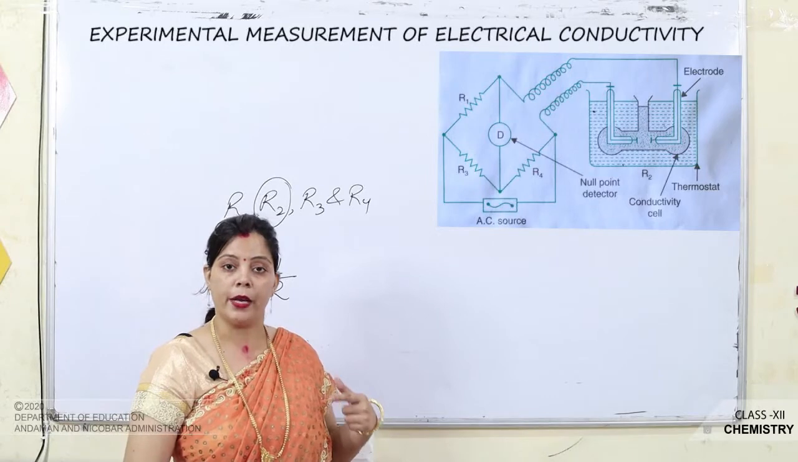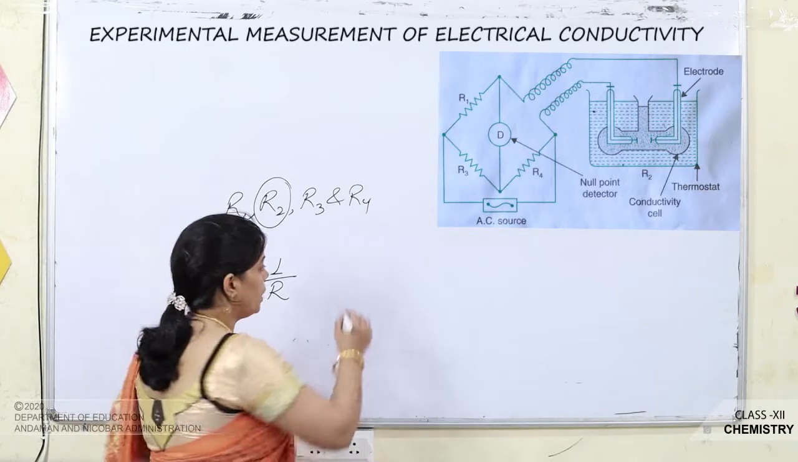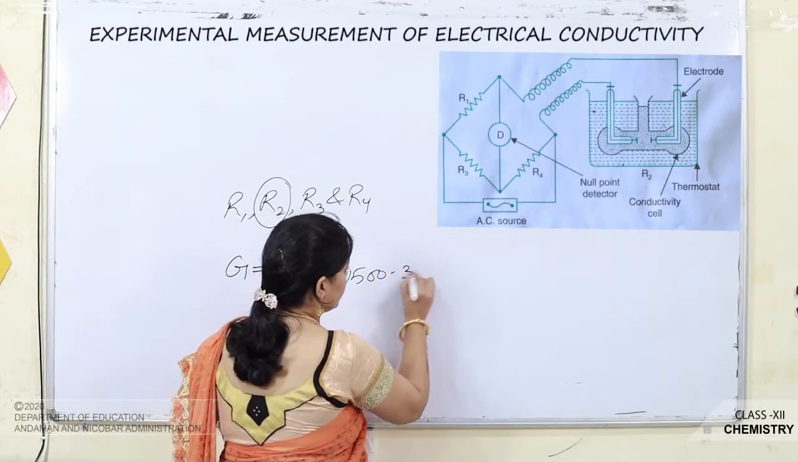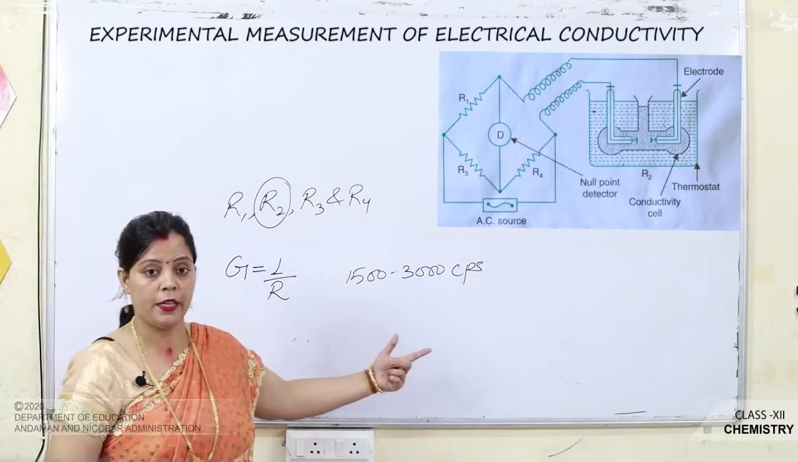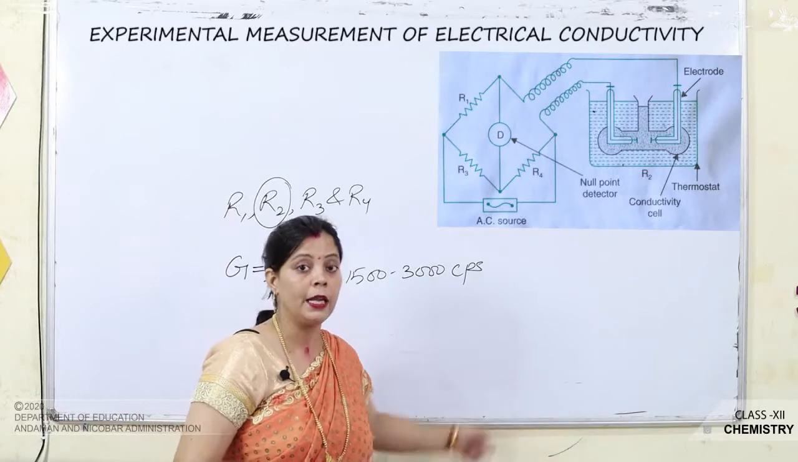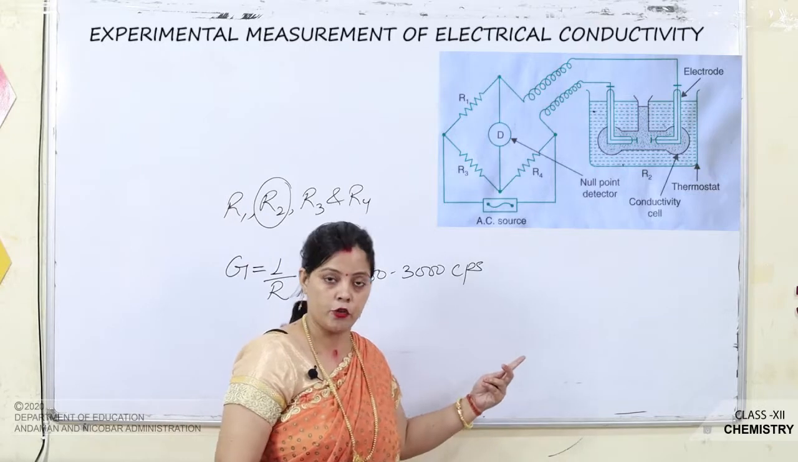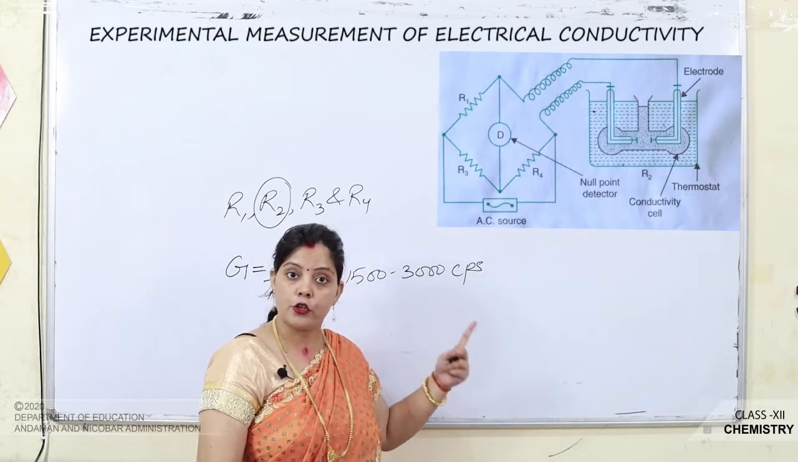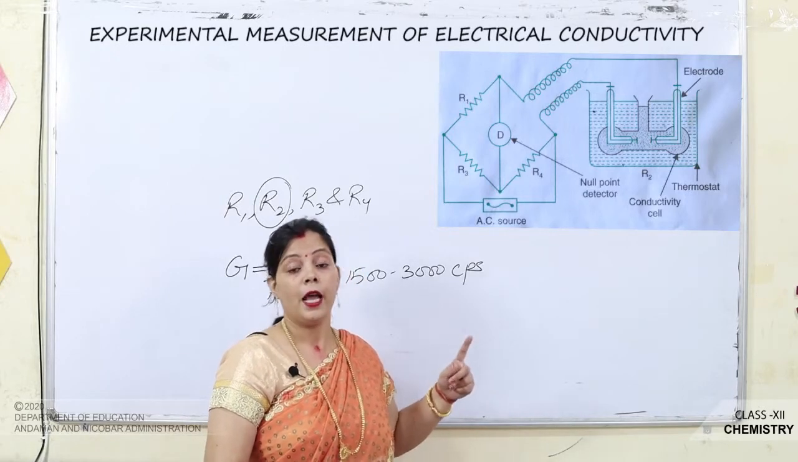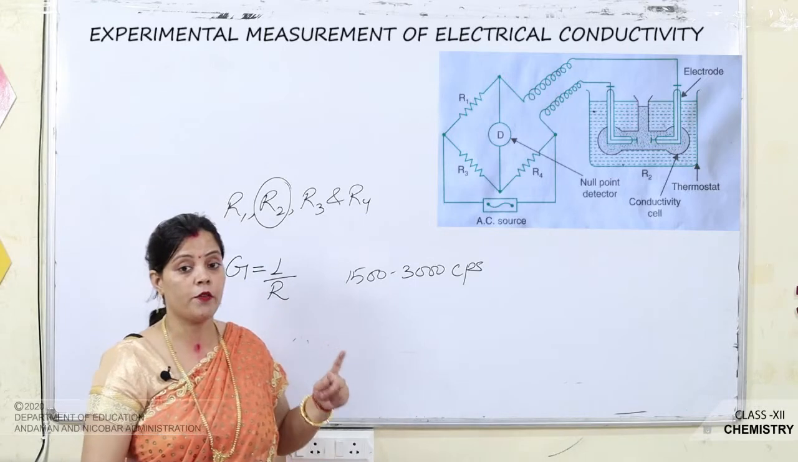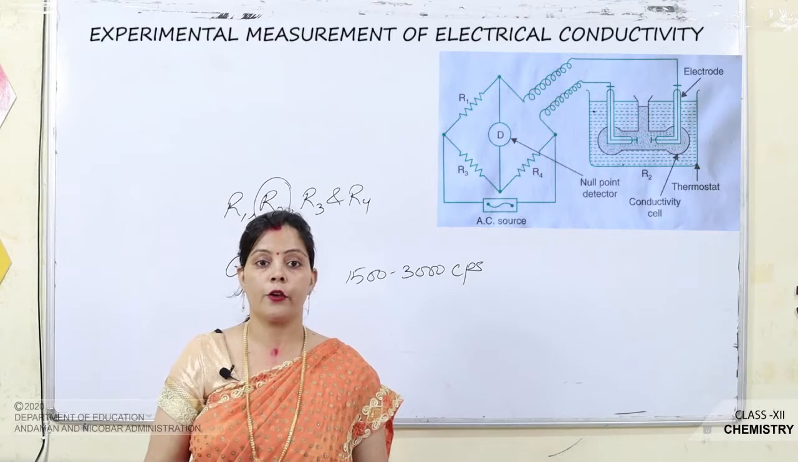After the connections have been made according to the figure, an alternating current of frequency 1500 to 3000 CPS is passed into the conductivity cell. Here one important point is noted: direct current is not used here, because when we pass direct current in the electrolytic cell, it causes electrolysis. It breaks the electrolyte into ions, and in this way it changes the concentration of the electrolytic solution.